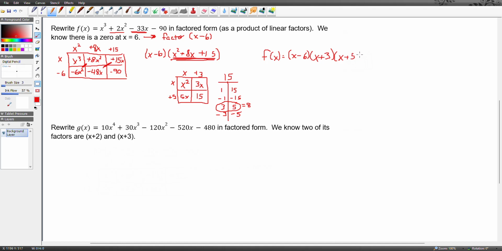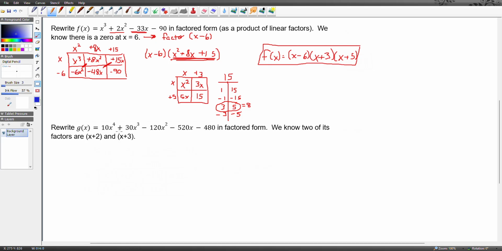And there's our factored form for that first problem. Let's go on to try the second one. This one's a little bit more difficult. Now, the first thing that makes this one a little bit more difficult is the fact that it's higher degree.